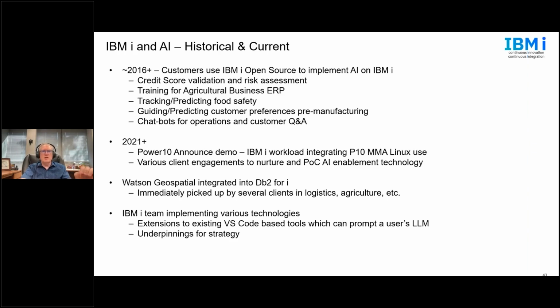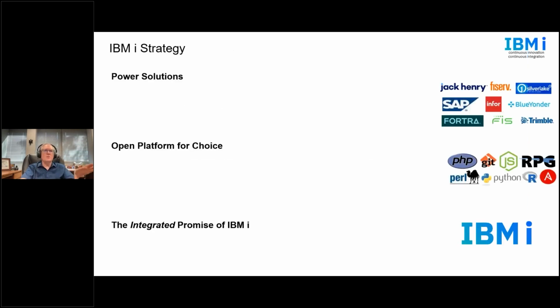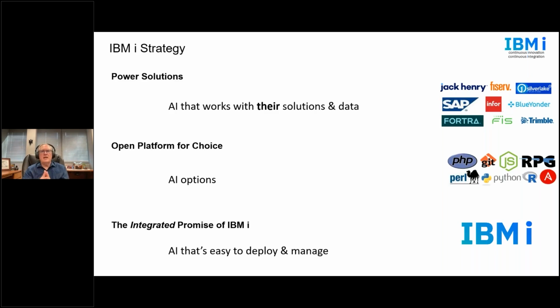But if you're talking about IBMi and strategy and AI, it still fits into what we do. As far as our customers and our investment is concerned, we want to make sure that we invest in AI that works for their solutions and data. We don't just want to be a machine that you put an AI workload on. That's not what we're about. We're about implementing AI that can work with your solutions. We're about giving you choices on what AI you want to integrate with. We're not here to tell you there's one and only one way to do it, and then we will try to make it as easy to deploy and manage as possible.